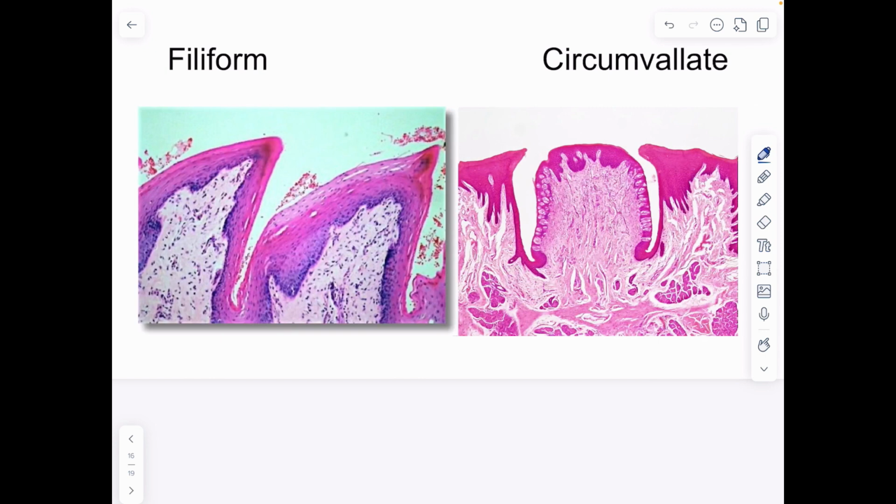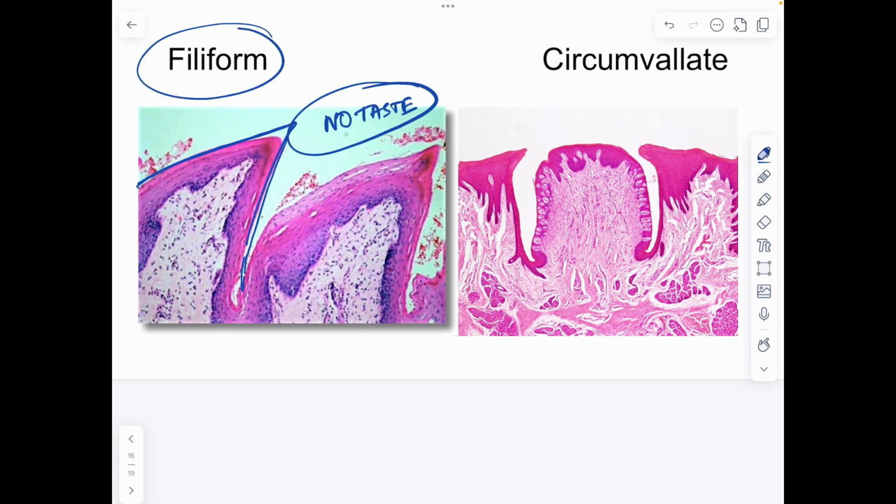But how is it going to appear on the histological slide? You can see that there is a slender, conical, heavily keratinized structure. And does it contain any taste buds? No, there are no taste buds. So this is the peculiar appearance of the filiform papillae on the histological slides on the basis of which you can identify them.